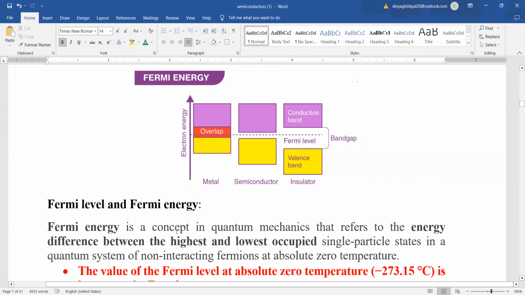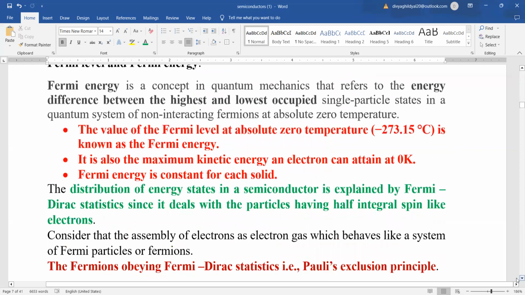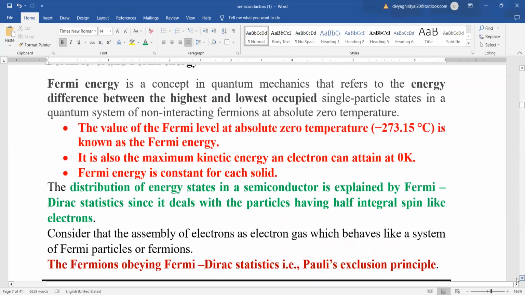So Fermi energy is basically a concept in quantum mechanics referring to the energy difference between the highest and the lowest occupied single particle states in a quantum system of non-interacting fermions at absolute zero temperature. That means the value of Fermi level at absolute zero temperature, which is minus 273.15 degrees centigrade, is known as Fermi energy. It is also the maximum kinetic energy an electron can attain at 0 Kelvin. And Fermi energy is constant for each solid.